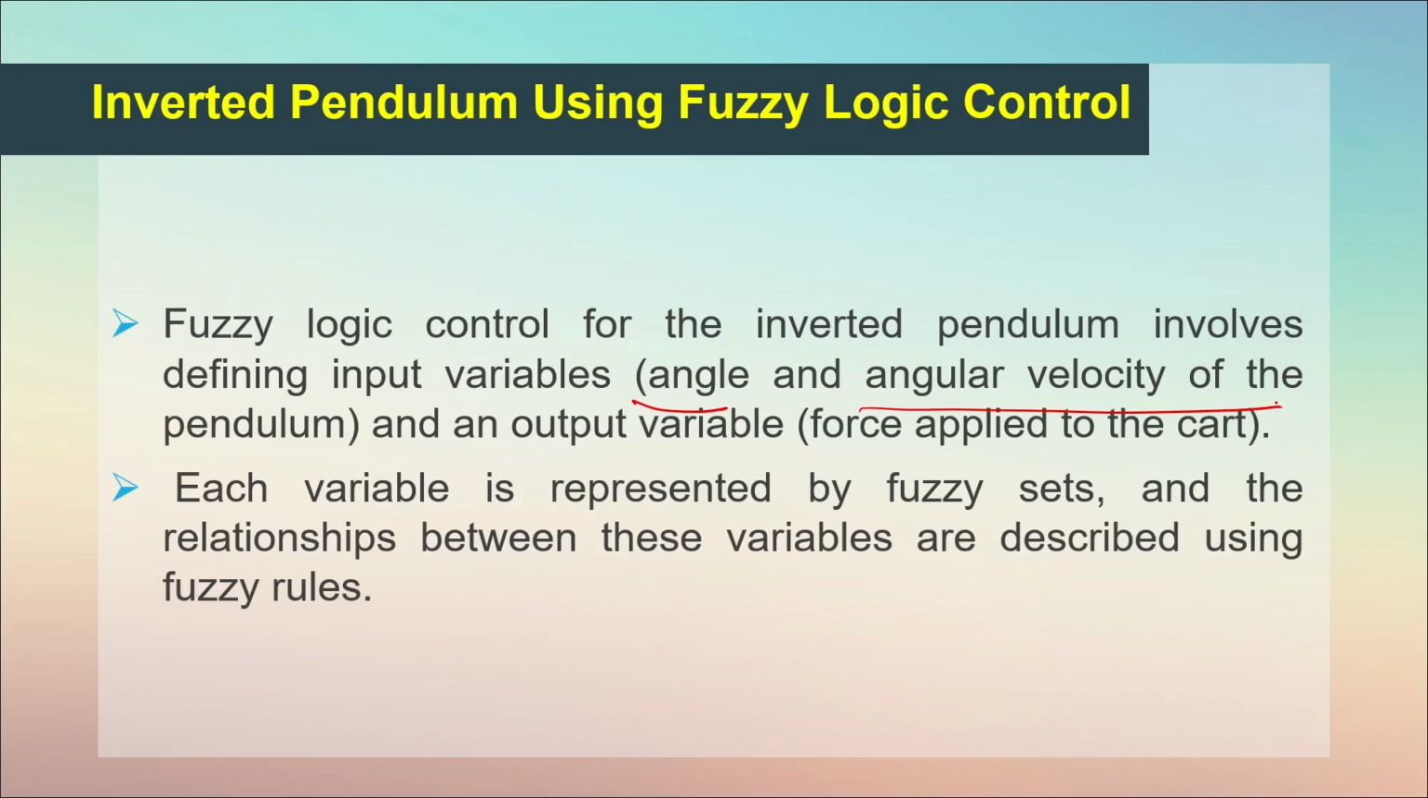What is the input variable? Angle and angular velocity. Let us take for this example the force applied to the cart. So based on the angle and angular velocity, what is the output we get? The force that has been applied to the cart. So now you start the idea of designing the inverted pendulum system using the fuzzy logic control.